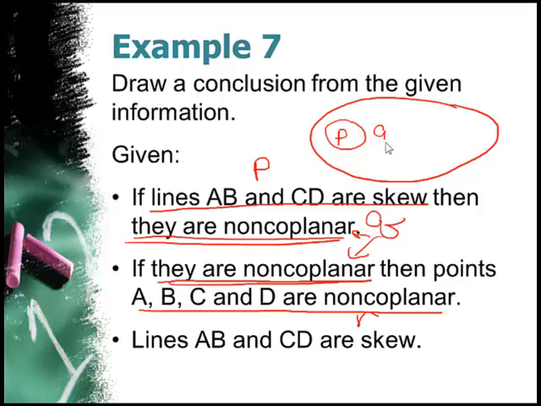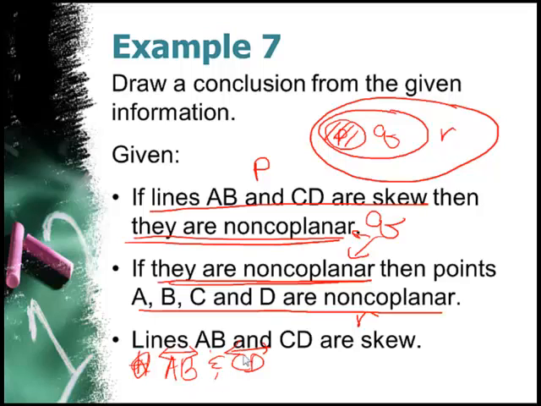P, Q, and R. It says lines AB and CD are skew. So I'm actually in here. That means if I'm in P, then Q is true. They are non-coplanar. AB and CD are non-coplanar. So I can assume Q. And if I can write that, I can also assume R, non-coplanar. All right. And let's see, what was R? R is A, B, C, D. And I'll say R non-coplanar. Those little dots mean ditto. So I can actually assume Q and R because I know P is true.